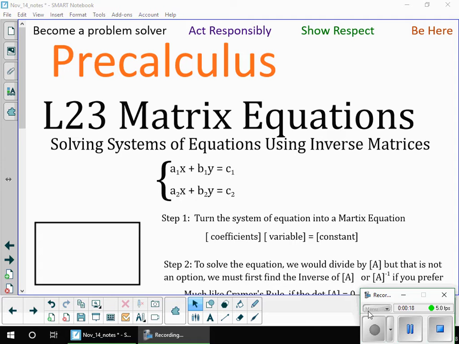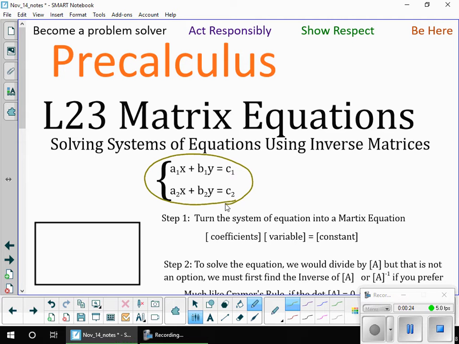It's the matrix equations. So what we do is we take our system of equations, whatever they happen to be. In this case, I have a real simple two-variable system, an XY system. And what we do is we first take that system of equations and turn it into what we call a matrix equation. Every matrix equation will have the coefficients as a matrix, just like they did in Cramer's rule, that first matrix. And then we'll have a matrix that is just our variables, and then we'll have a matrix that is just our constants.